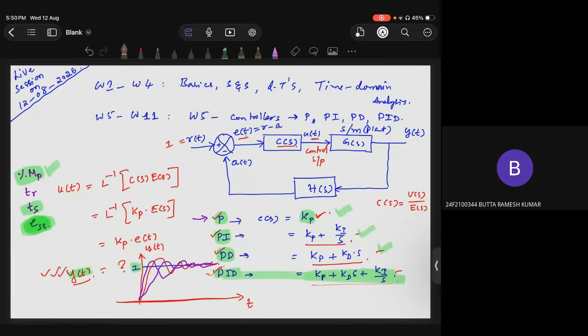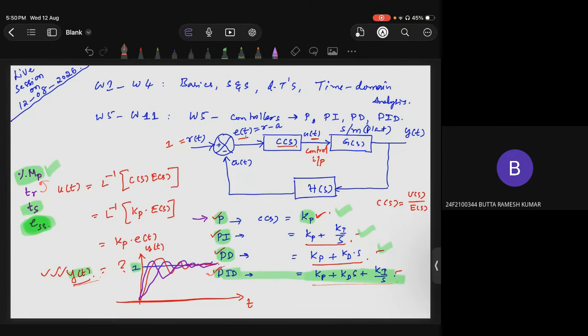PID will address overshoot, Ts and Ess, right? Yes, exactly. And what about Tr, sir? No, Tr is the part of this one only. Rise time will always be there, right? Yes, rise time is connected to percentage overshoot. So in each case, what you need to do is find this y of t.